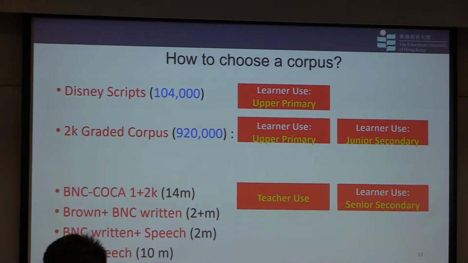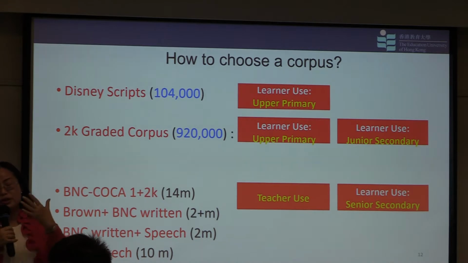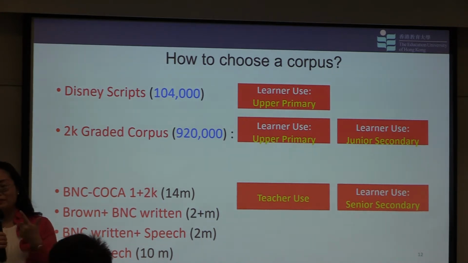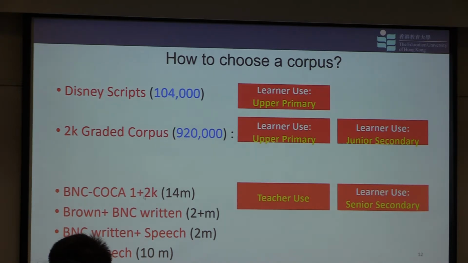For upper primary or junior secondary, you can maybe choose the 2K corpus. 2K, what does it mean? That means actually this corpus only contains words up to 2,000 frequency level, K means 1,000. Okay, so actually it's frequent words, okay? For teachers or senior secondary, you can use this. BNC COCA is really huge, 14 million. Okay, so it's a balance of British and American English.